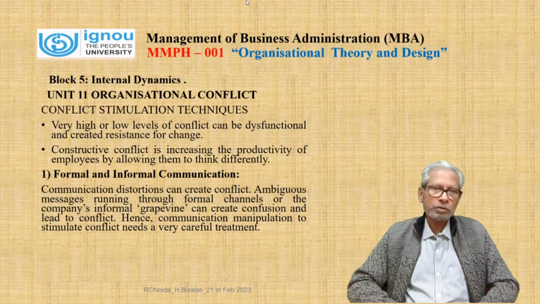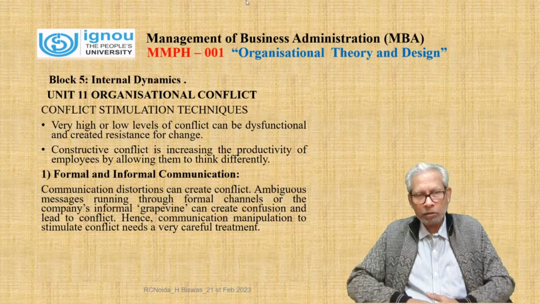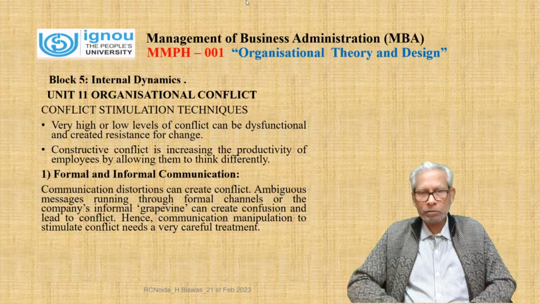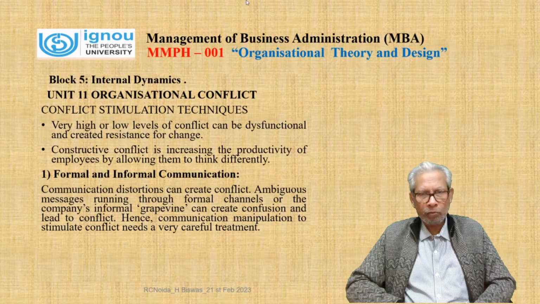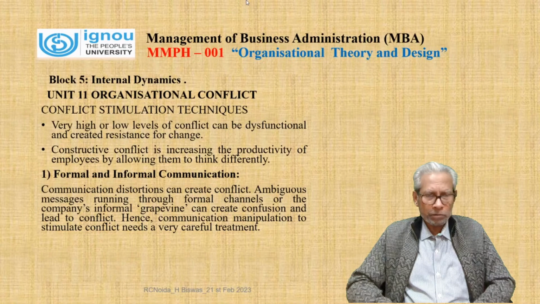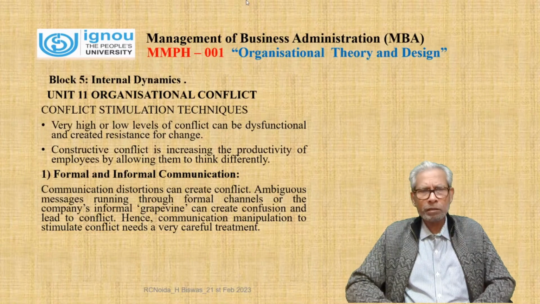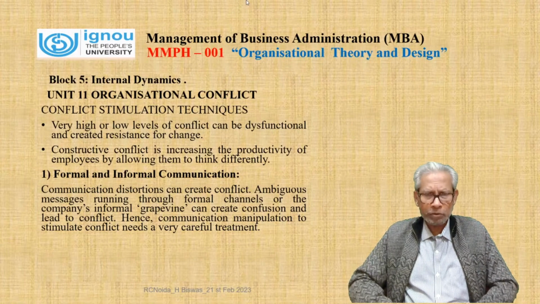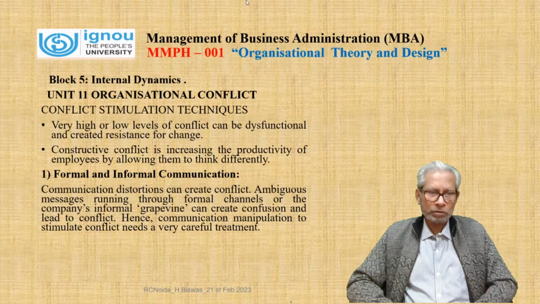Formal and informal communication is also important because communication distortions can sometimes create conflict. We have seen that earlier also. Communication is one of the important points, and the distortion. Ambiguous messages, messages without any information, run through the formal channels or the company's informal grievance channels, maybe at the lunch table or the tea table. That type of gossip and informal information can create confusion and lead to conflict.